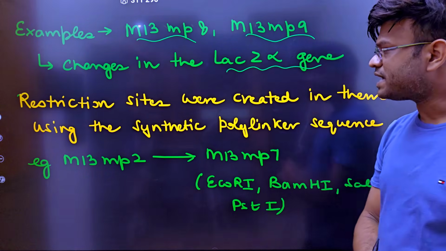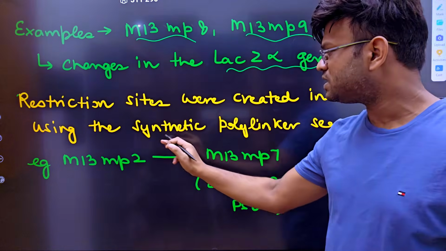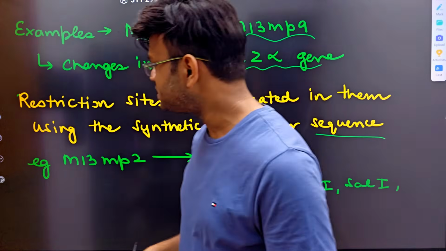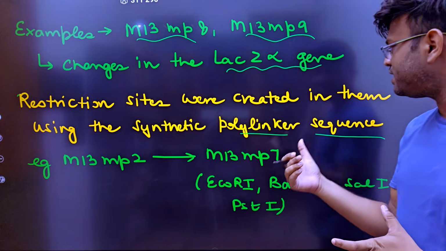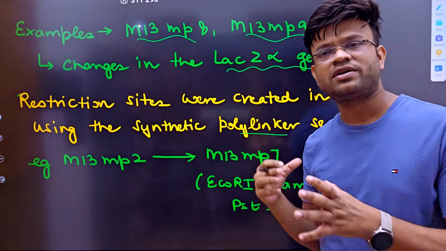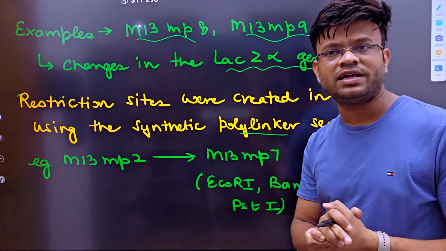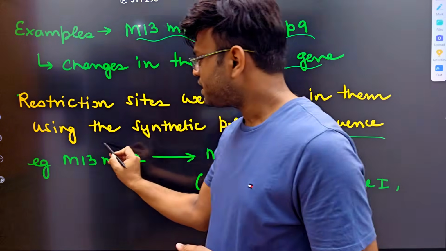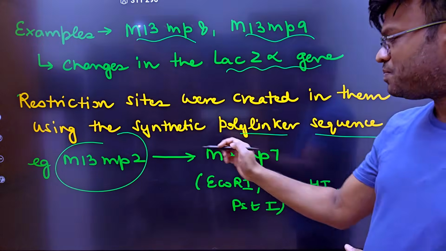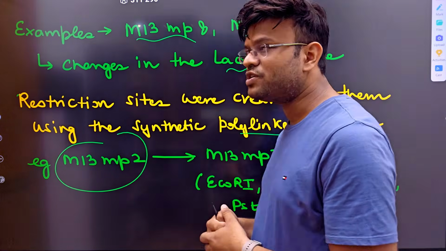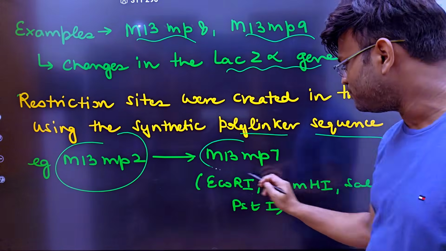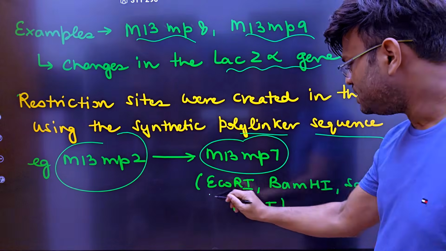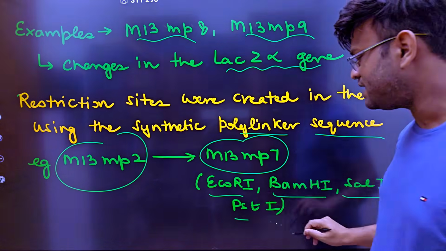Next, restriction sites were created in them using a synthetic polylinker sequence. As research progresses, restriction sites are being created in these using synthetic polylinkers. Previously made polylinkers are being added to these M13 phages, and now what we are getting is M13MP2. Previously, M13MP2, one of the first M13 phage vectors, is now being converted into M13MP7. And this M13MP7 has pre-positioned EcoRI, BamHI, SalI, and PstI sites.